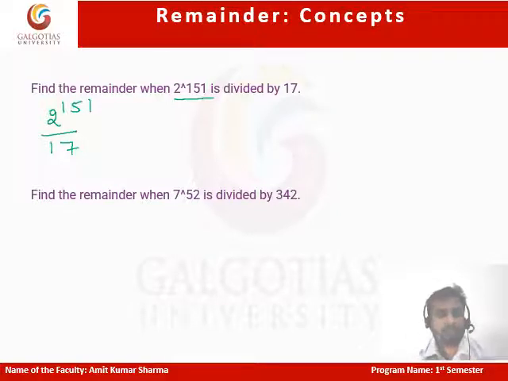So we'll try to convert it into 1. We'll search which power of the numerator, meaning which power of 2, when divided by 17 gives a remainder 1 or minus 1.